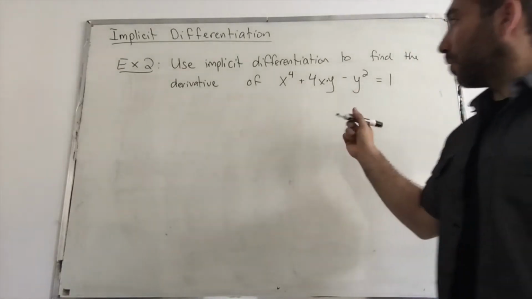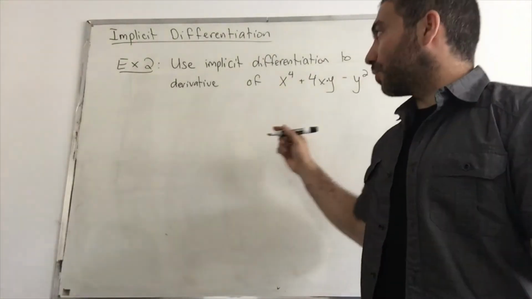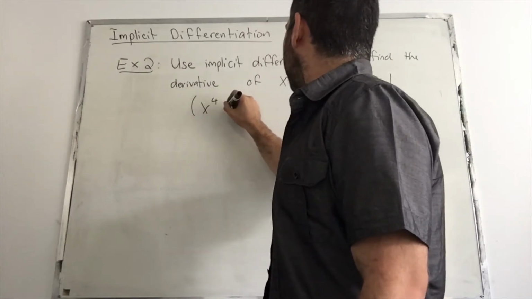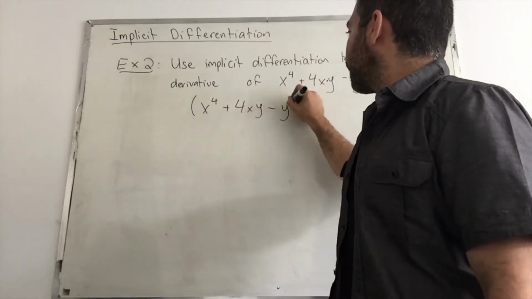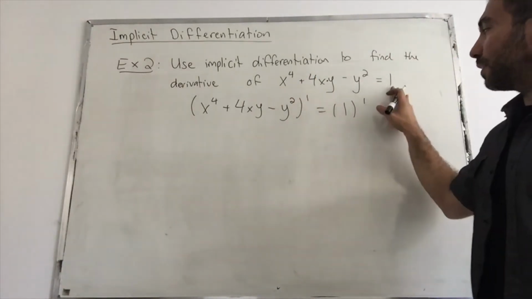Okay, so we start off by taking the derivative on both sides. Now I'm going to use the prime notation as opposed to the Leibniz notation. So I'm just going to put everything in brackets to the exponent, prime, equals 1 in brackets, prime. So the right hand side of the equation is simple.